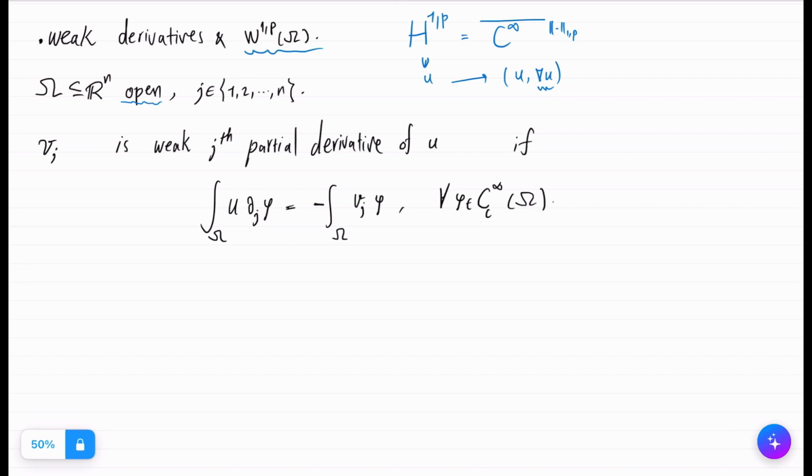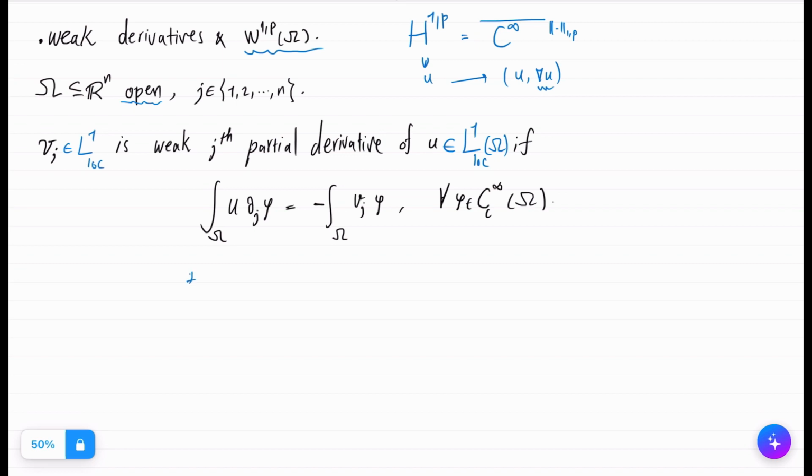We introduce weak derivative for measurable functions in L1 loc of omega. The reason for that is so that this integral is well defined and is a finite number. These requirements are the minimal to even talk about this. You need openness of the domain, and you need these functions to be locally integrable. We call a function Vj, a measurable locally integrable function, a weak partial derivative of u in the jth direction if this integral equality holds for every compactly supported function in omega.